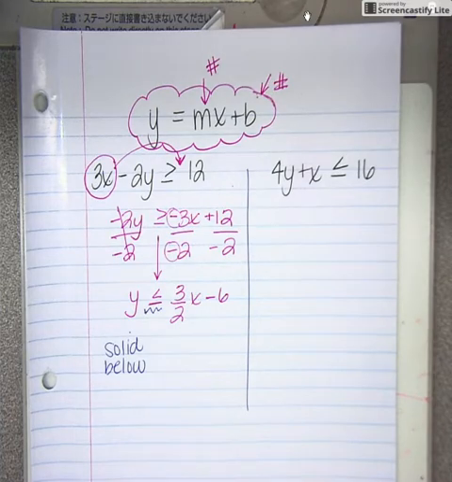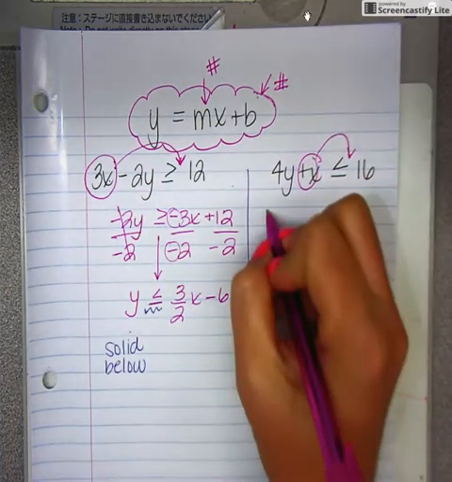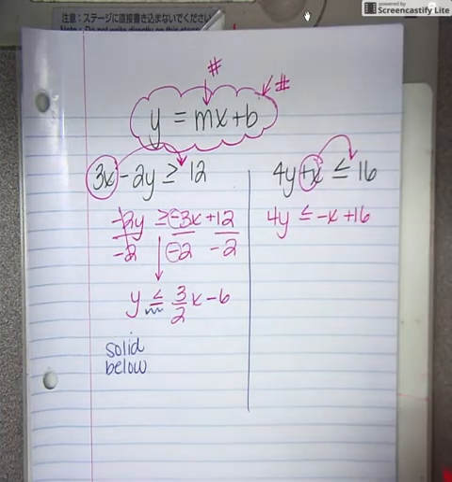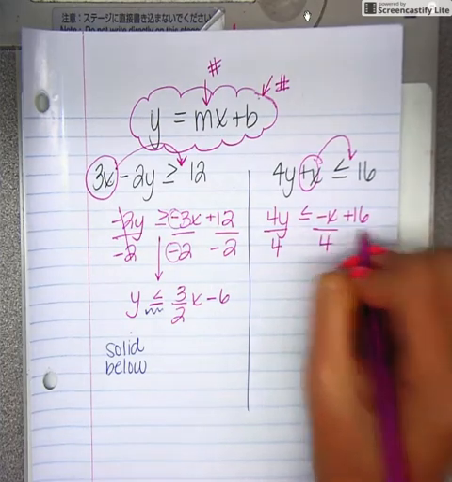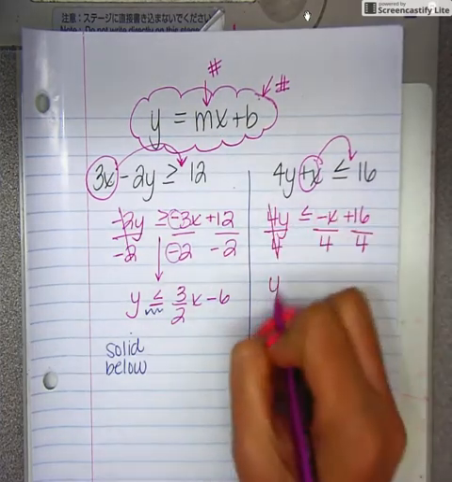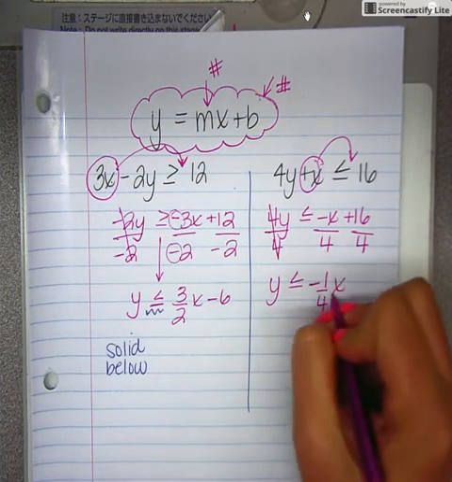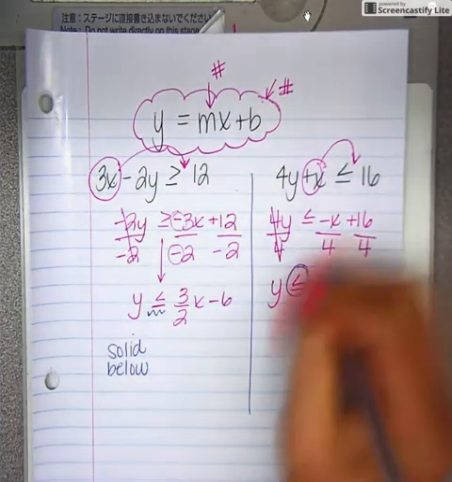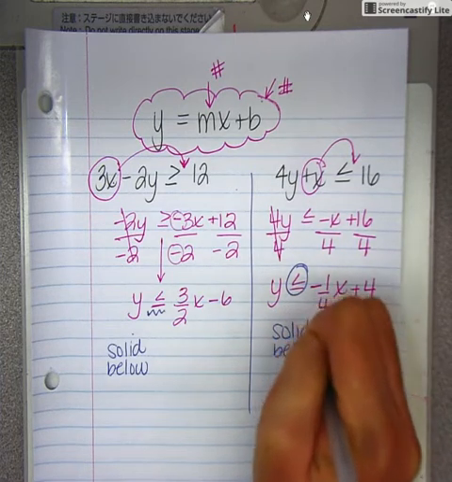Okay, still trying to get y by itself. So again, I'm going to move x, and when I move x, it's going to become negative. Now to get y all by itself, I'm going to divide by 4 on everything. So y is less than or equal to negative 1/4 x plus 4. Again, because of our sign right here, we are solid, and we would also be below.